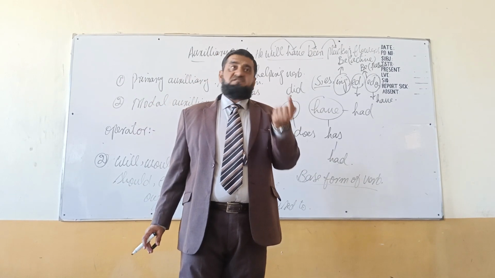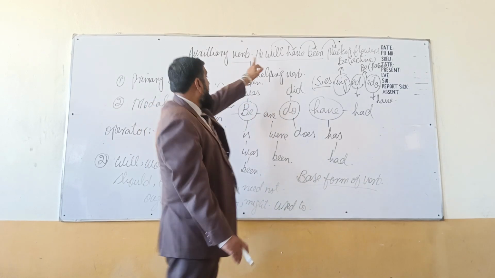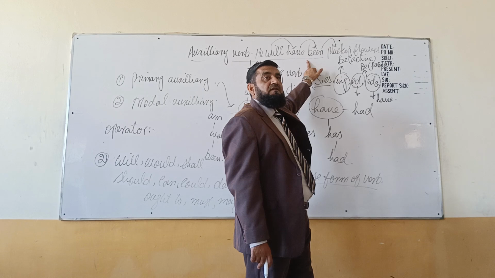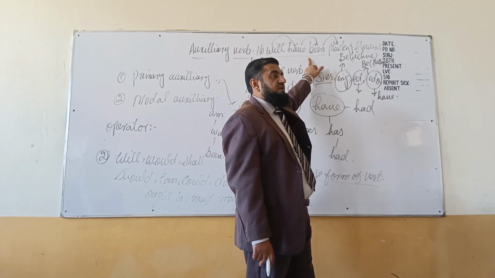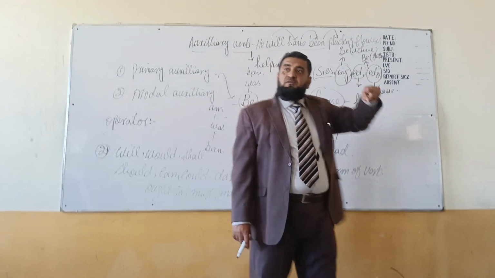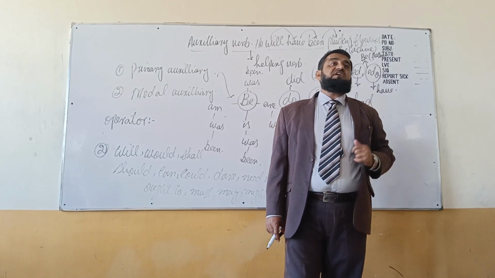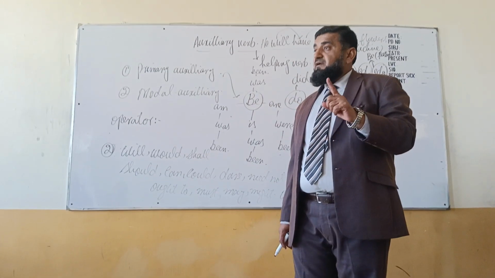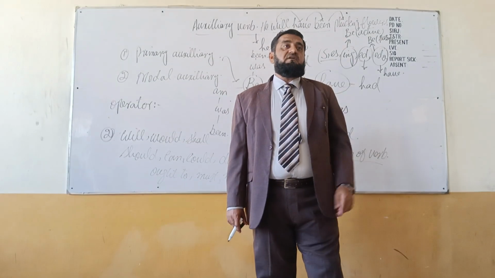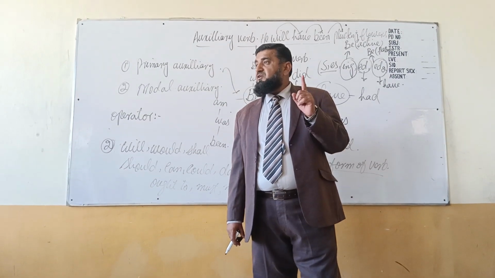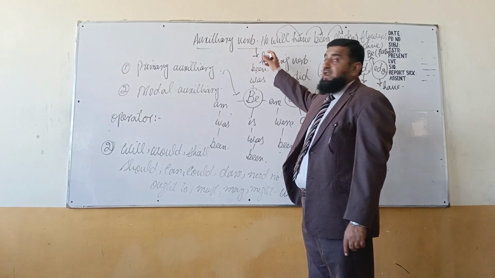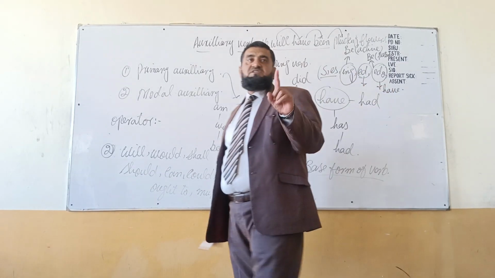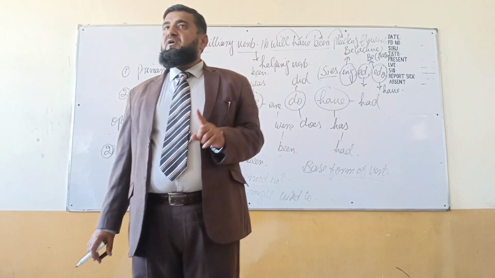And now just a single point. When there are three auxiliaries, which one will be the operator? Which auxiliary can change the sentence into negative or interrogative? Keep in mind, your first auxiliary will be the operator. So the first auxiliary is will. He will not. Will he? So your first auxiliary will be the operator.